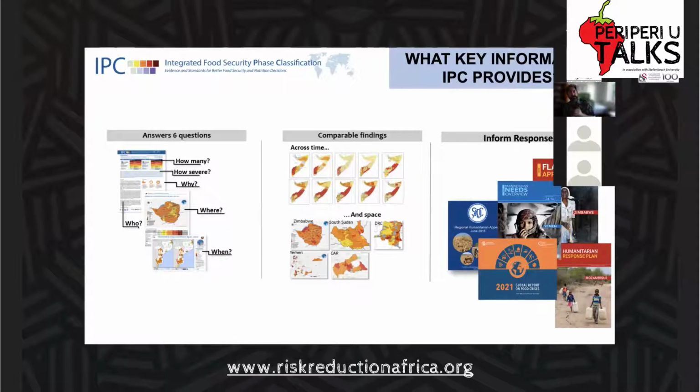And then finally, this information is then used to inform responses. The critical global report for which IPC is used is the Global Report on Food Crisis, which usually comes out in the first quarter of every year. But it also goes to inform the humanitarian response plan, the needs overview, the flash appeal, and within the Southern Africa region, the SADC regional humanitarian appeal.